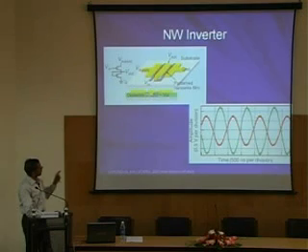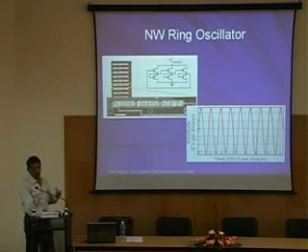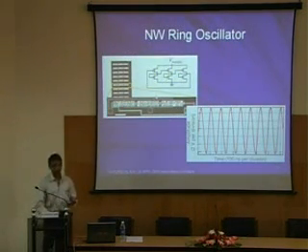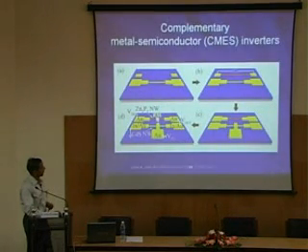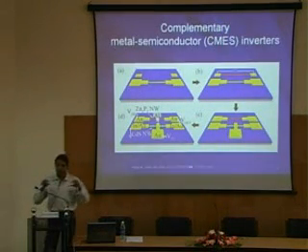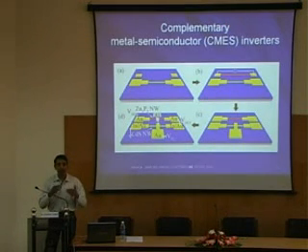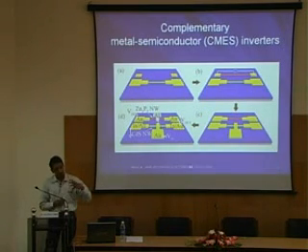So I have the input and an inverted output. If I use these inverters, I can also build ring oscillators. And so this is an example of how these nanowires can be used in order to build your future electronic devices. If I make the nanowires using silicon, silicon has limited mobility. Can I make these nanowires using compound semiconductors so that I take advantage of the larger mobility in these materials?